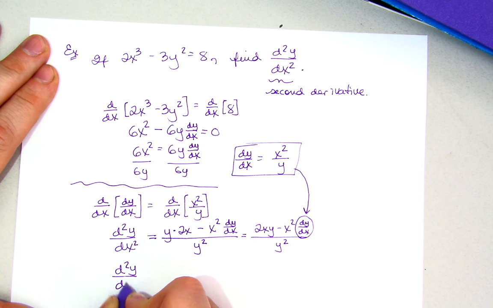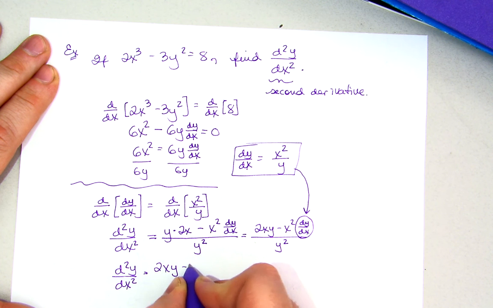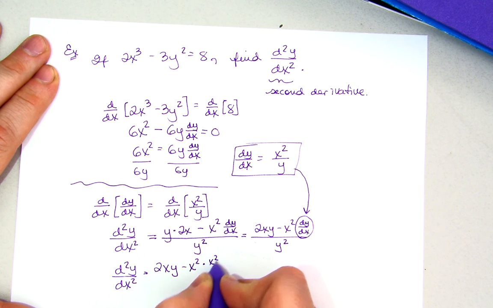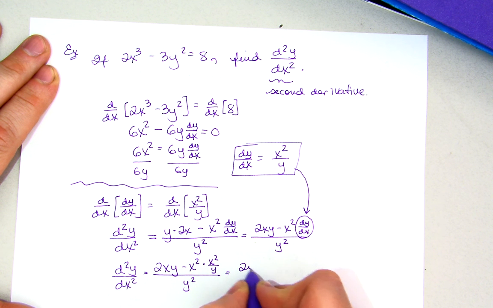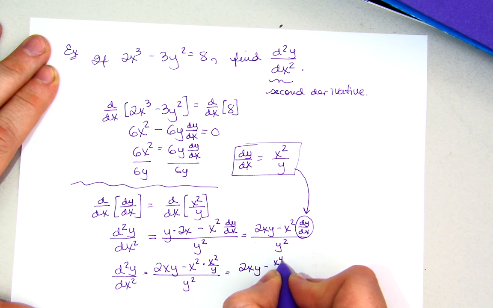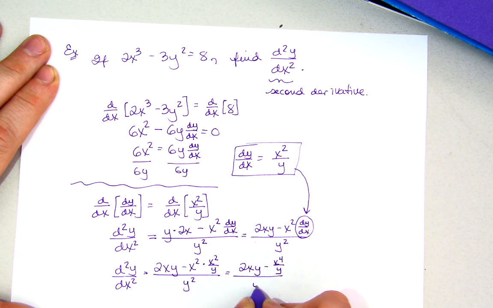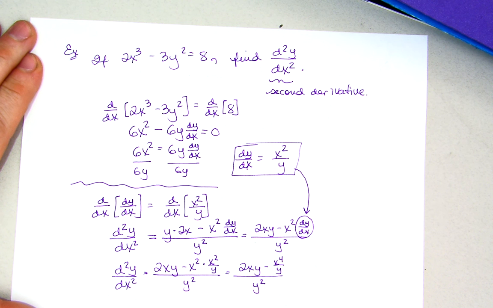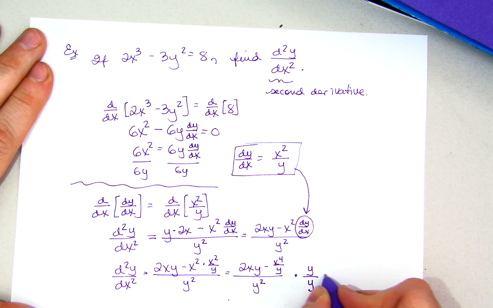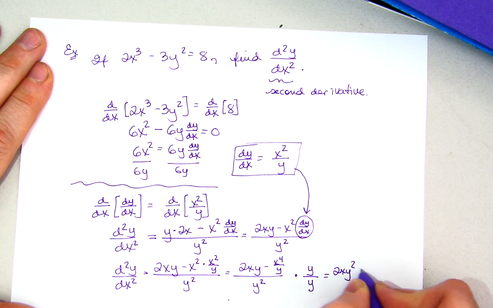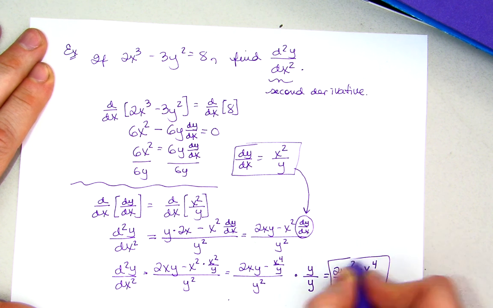d squared y dx squared should equal 2xy minus x squared times x squared over y, all over y squared. That's 2xy minus x to the fourth over y, all over y squared. We shouldn't leave fractions inside fractions. If I multiply this answer by y on the top and y on the bottom, I can get 2xy squared minus x to the fourth over y to the third, and that's my second derivative.